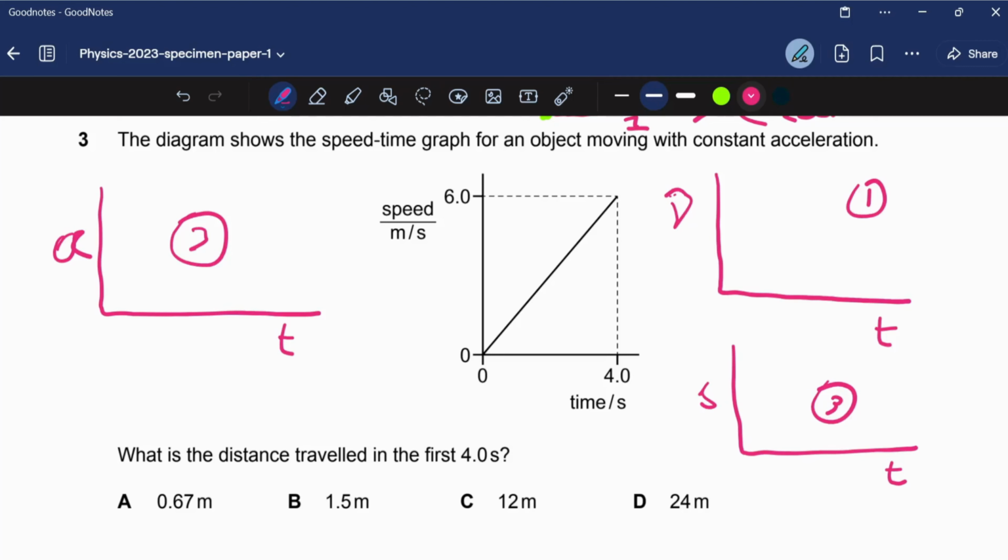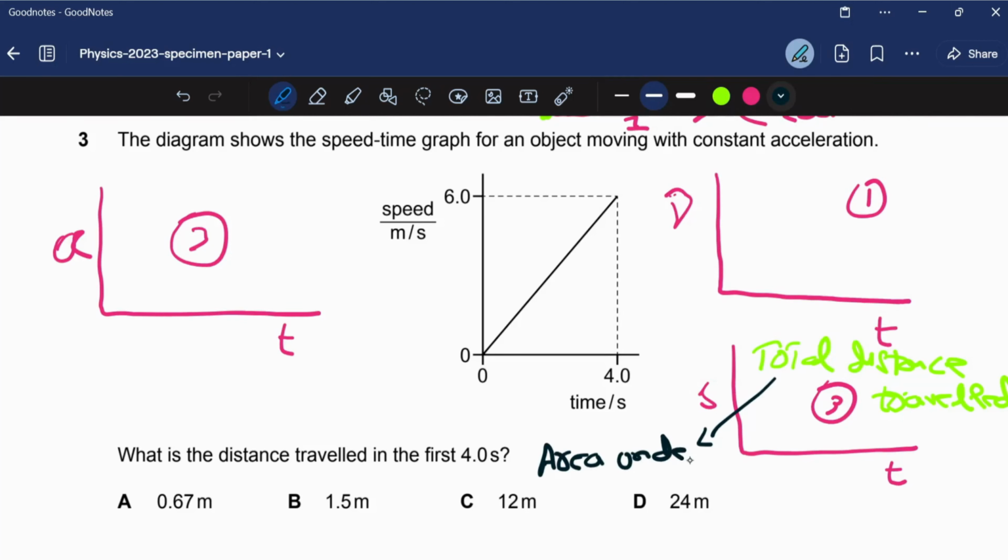While you are learning these 3 graphs and the important information in them, when we talk about the speed time graph, the information we can get from it is the total distance traveled. We can find this from the speed time graph directly. Okay, how? By calculating the area under the curve. When you find the area under the curve for a speed time graph, you will get the total distance traveled.